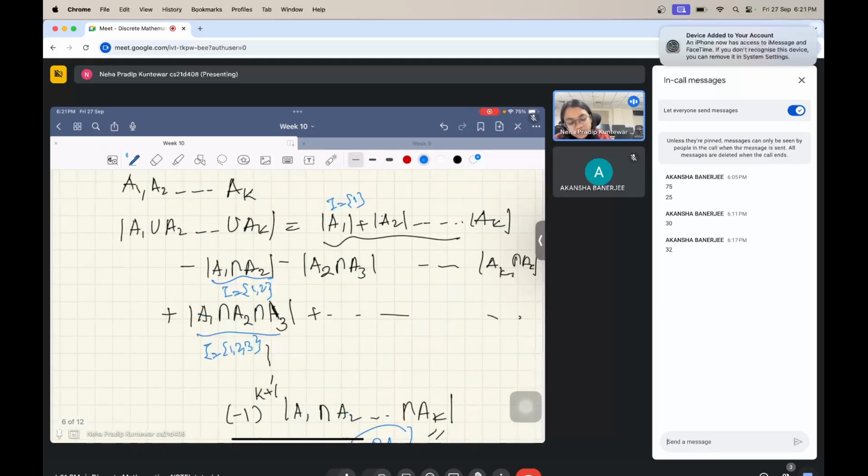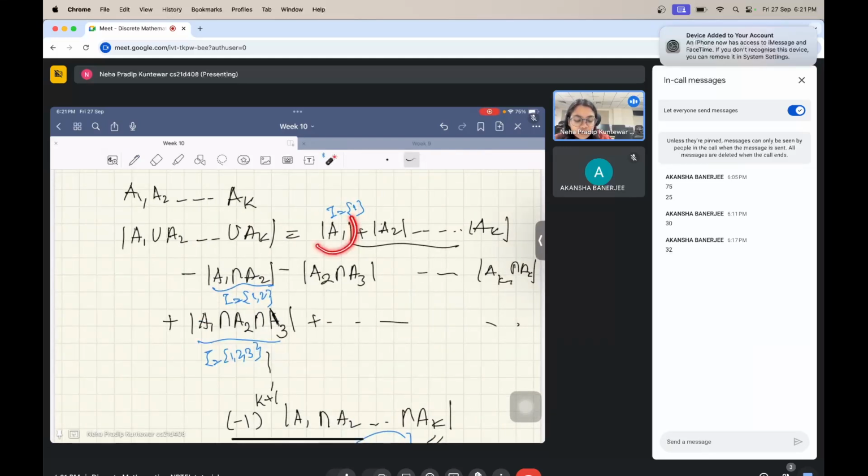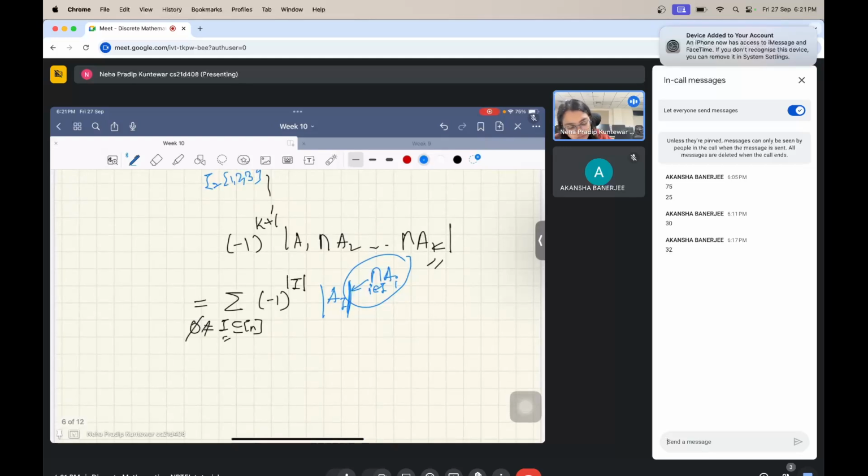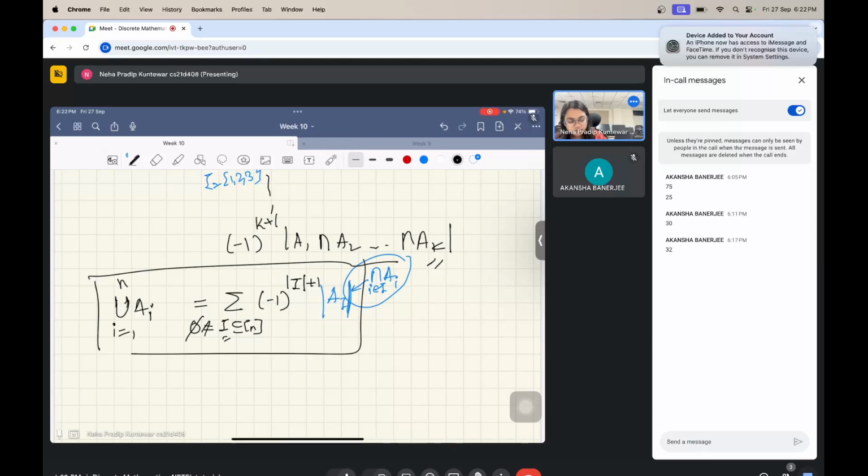Notice that whenever there are an odd number of elements in I, you are adding the term, and when there are an even number of elements in I, you are subtracting the terms. Therefore the sign is given by (-1) to the power of size of I plus 1. And that is basically your formula for PIE, or the principle of inclusion and exclusion.